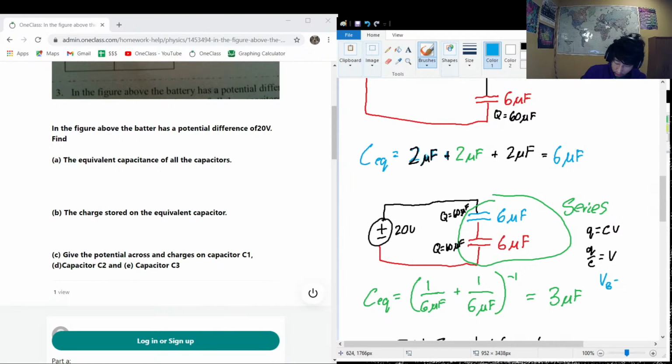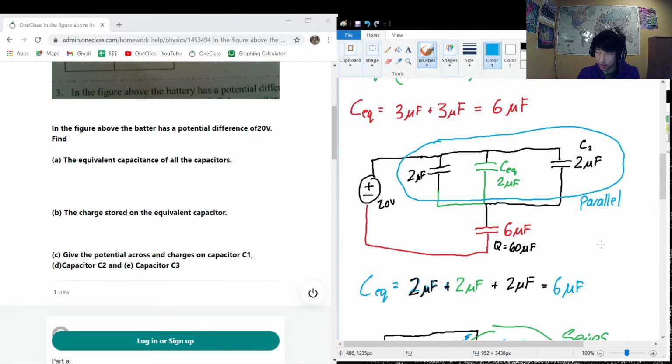So let's call that V blue, which is equal to 60 microcoulombs over 6 microfarads, and this will be V blue is equal to 10 volts, which makes sense because we have a 20 volt source. Half of it goes into the first 6 microfarad capacitor, and then half of it goes into the second capacitor. Okay, so we know that all of these in blue all have voltage blue, which is equal to 10 volts.